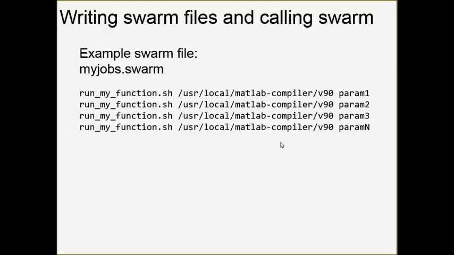How do you get the .sh file? The .sh file you get by compiling your code. From the .m file? Yes. You start off with myfunction.m, run mcc -m myfunction, and then it ends up giving you run_myfunction.sh.